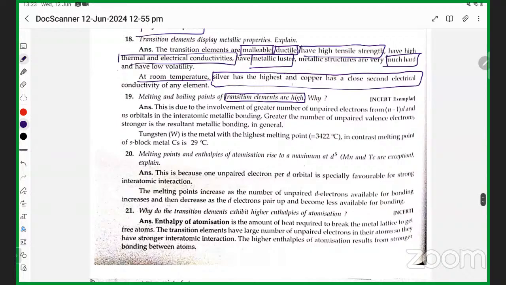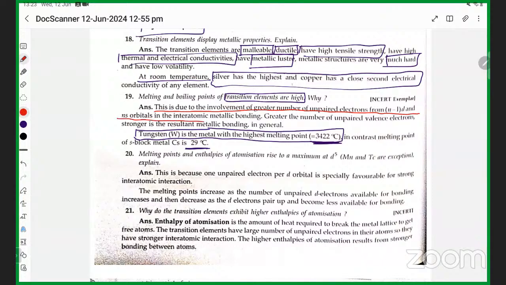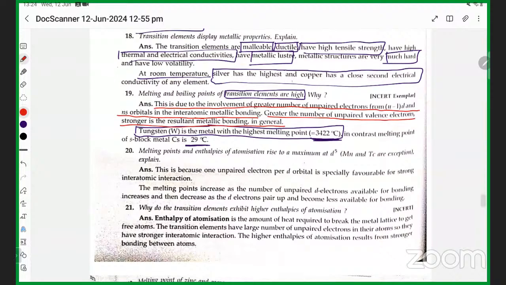Which element has the highest melting point? That is tungsten. Tungsten has the highest, 3422 degrees C, in contrast to the s block, which is only 29 degrees C. What reason do they give for this? They say it is due to the involvement of a greater number of unpaired electrons from the (n-1)d and ns orbitals in interatomic metallic bonding. The greater the number of unpaired valence electrons, the stronger the resultant metallic bonding in general. So the melting point will be high.